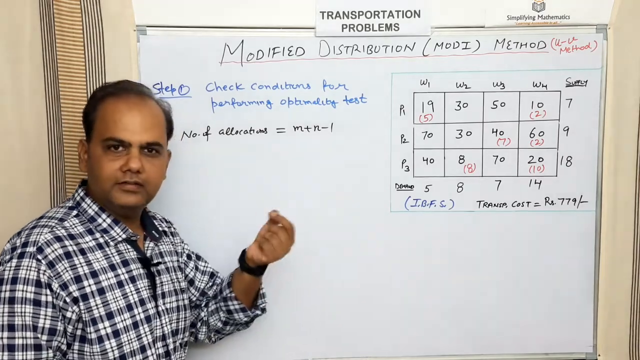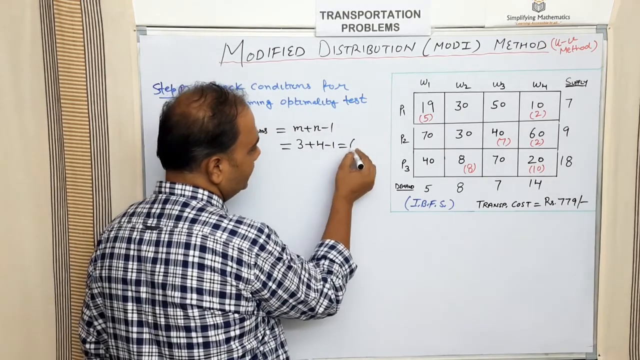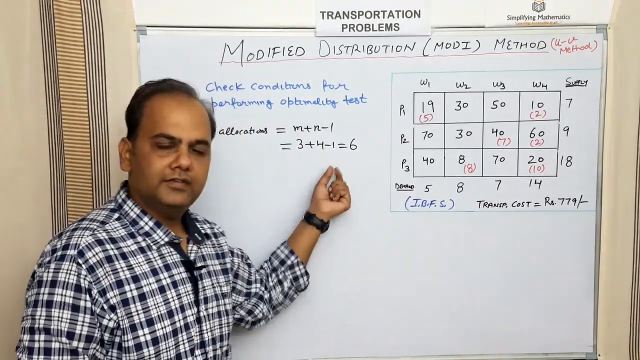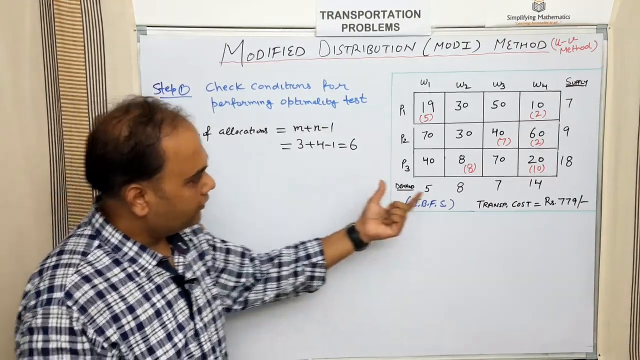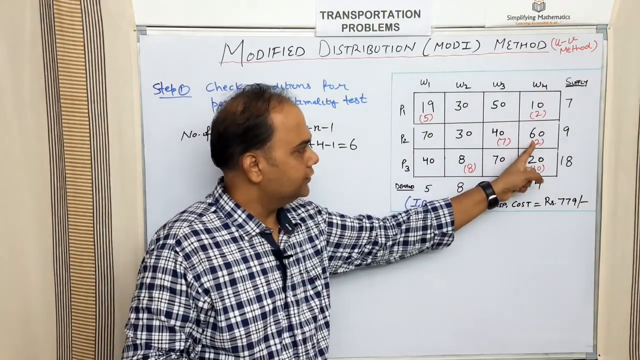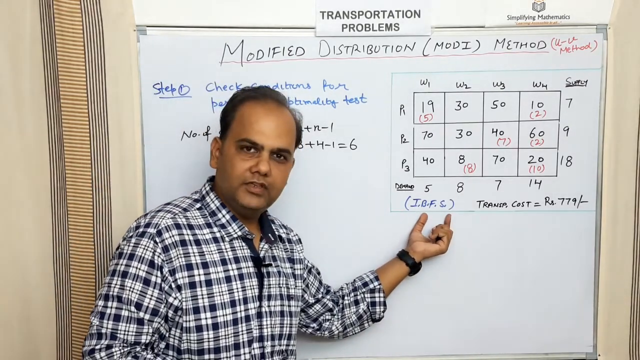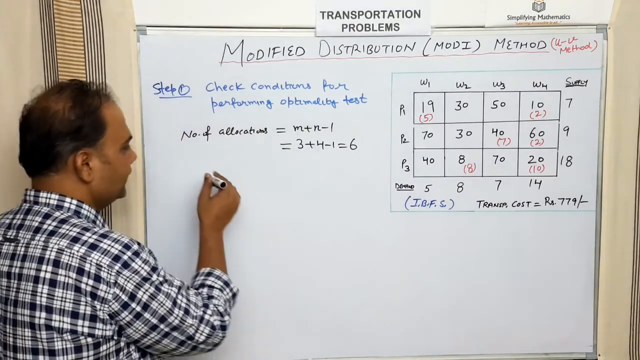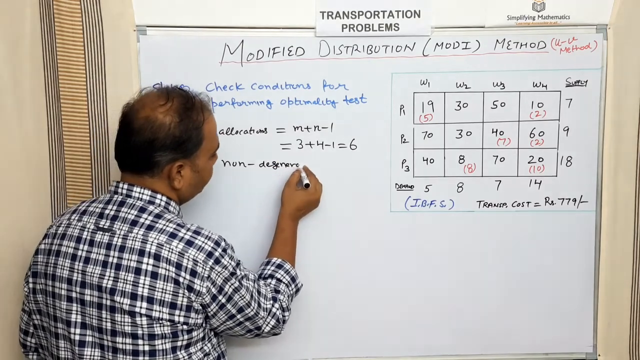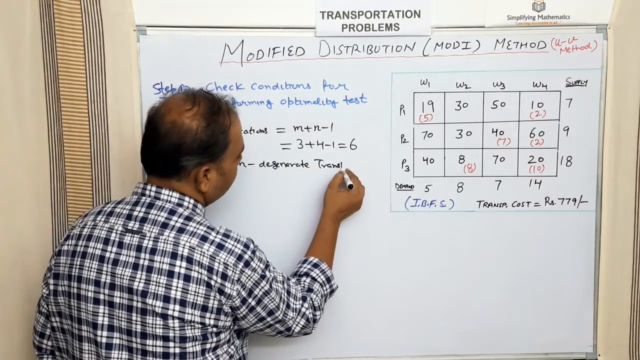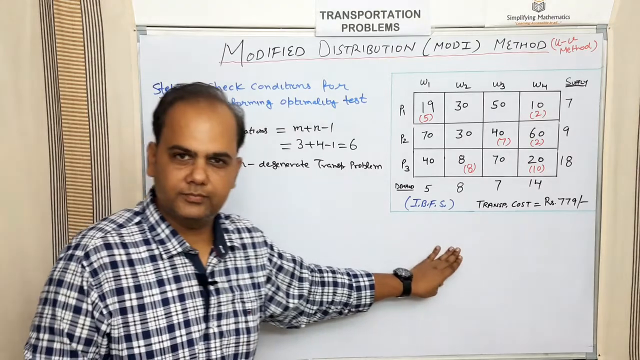So according to this condition, what should be the number of allocations? The number of rows is 3 and columns is 4, so this comes out to be 6. So the number of allocations should be 6 in the basic feasible solution for performing the optimality test. If you count the allocations here, 1, 2, 3, 4, 5 and 6. So the first condition is satisfied. In the initial basic feasible solution there are 6 allocations, so we can write that this is a non-degenerate transportation problem, meaning degeneracy is not there in this problem.